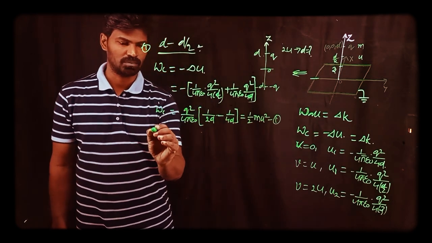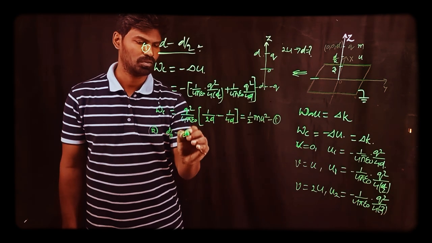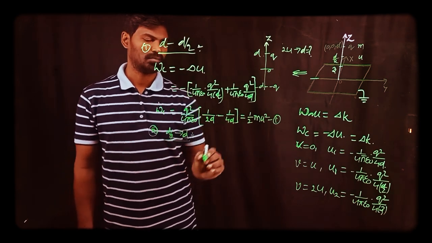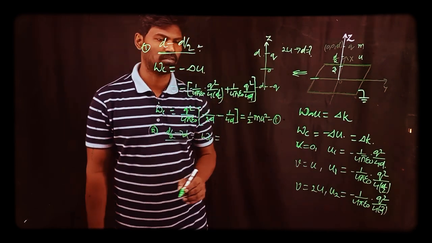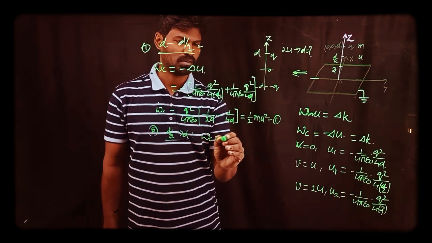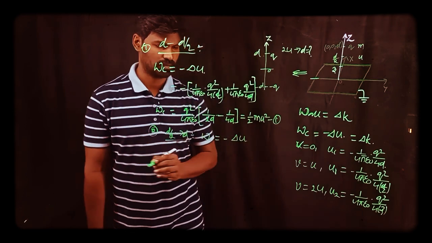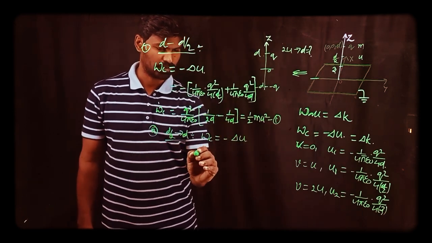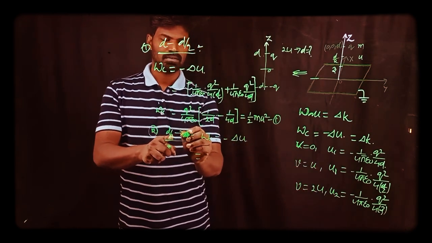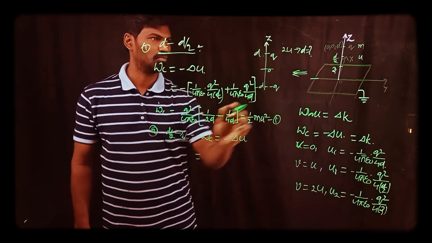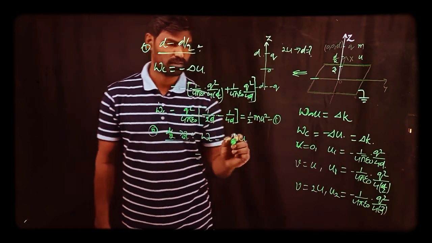Next I am going for the second step, in which the particle is moving from d by 2 to d. In this interval, work done by the conservative force is nothing but the negative of change in potential energy. Sorry, this is not d by 2 to d. This is moving from d by 2 to some arbitrary position z. This z only I should calculate here.